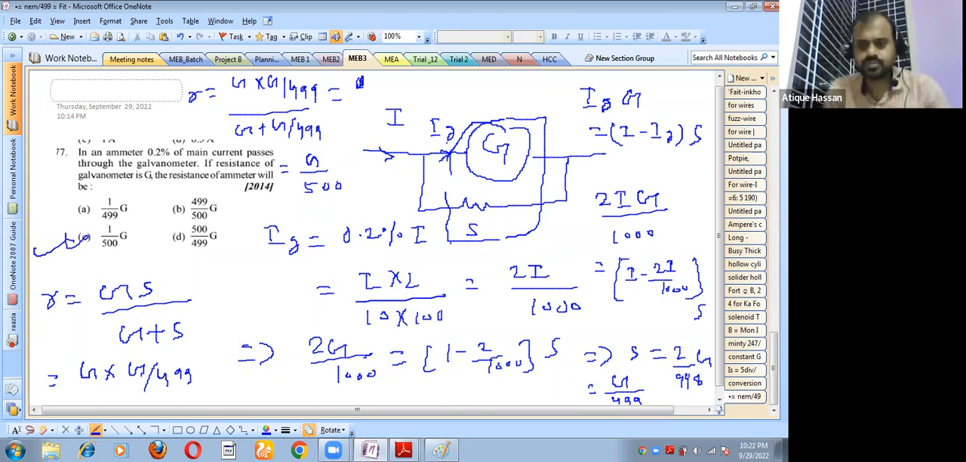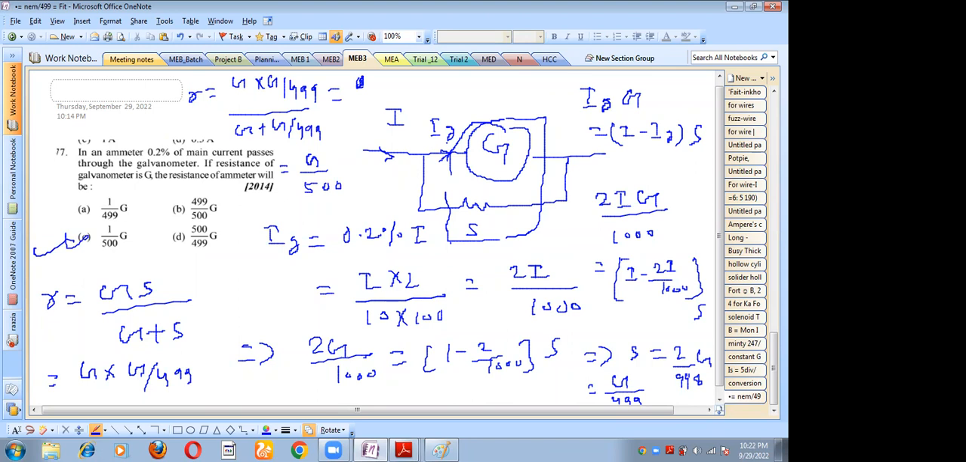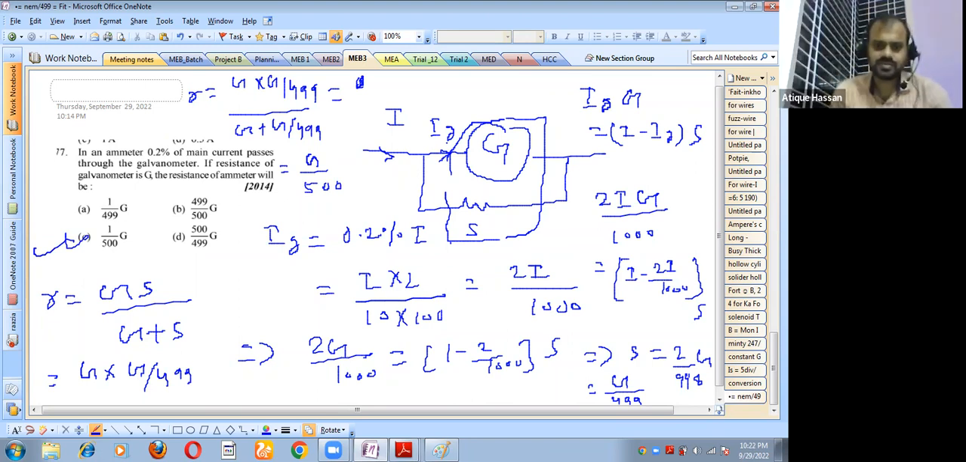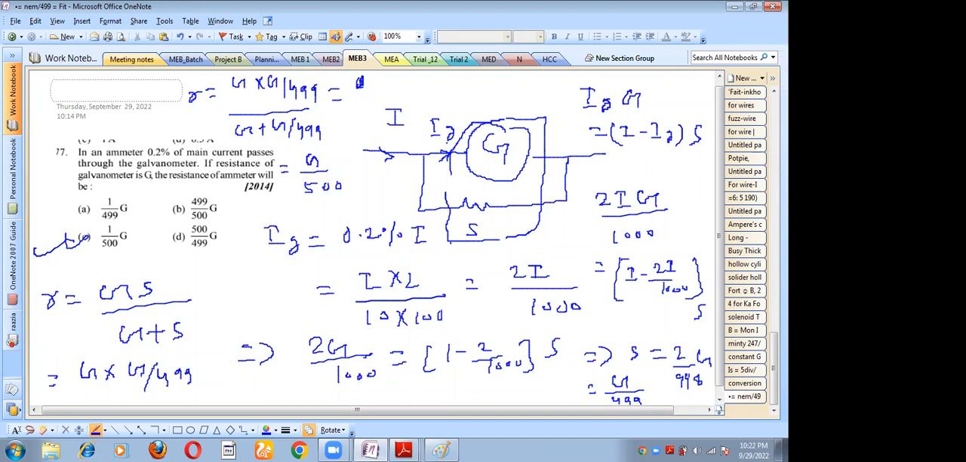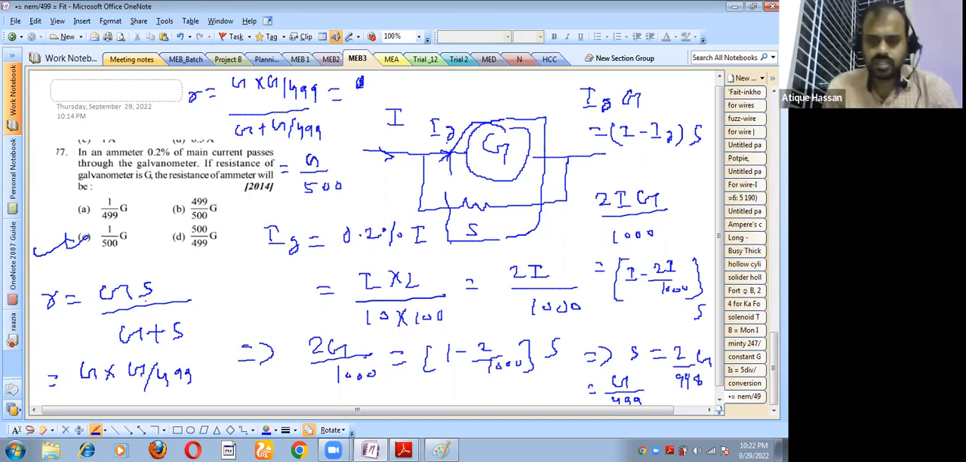Understood? Yes. This question seems to be easy, but not so easy. What mistake have you done? I messed up from like 2IG. From there I messed up. Okay. So I think you have written GS upon G plus S, and then we don't know S, right? So we have to calculate S like this, and then we can get the answer.